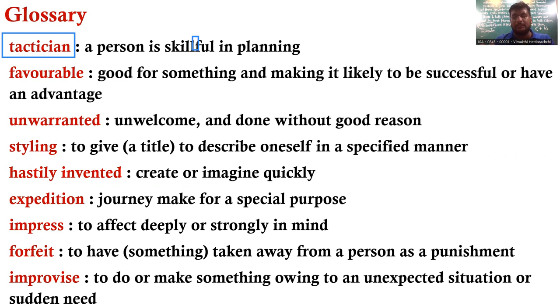Favorable. What is the meaning of the word favorable? Good for something and making it likely to be successful or have an advantage. Favorable. Unwarranted. So we found that word in the previous paragraph.